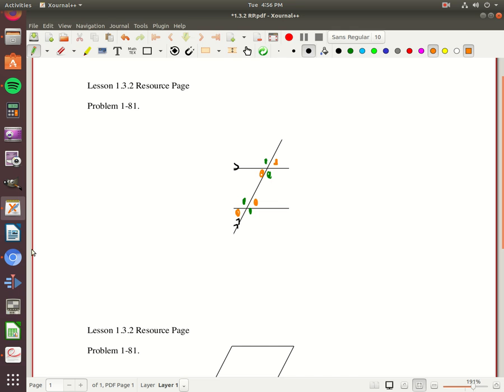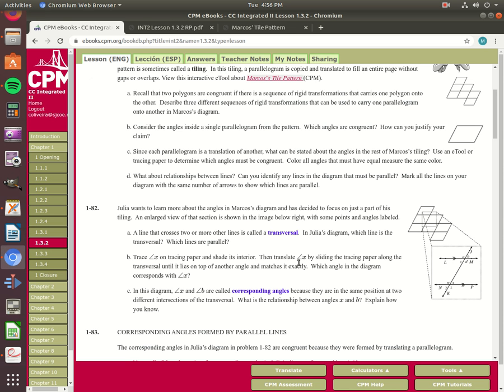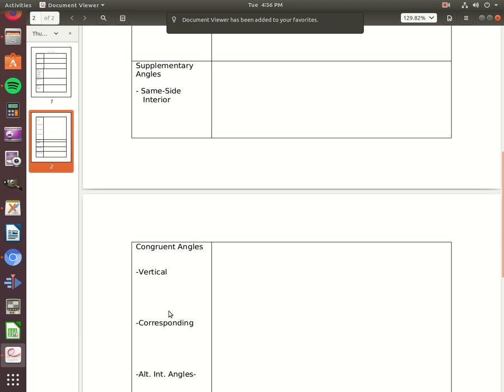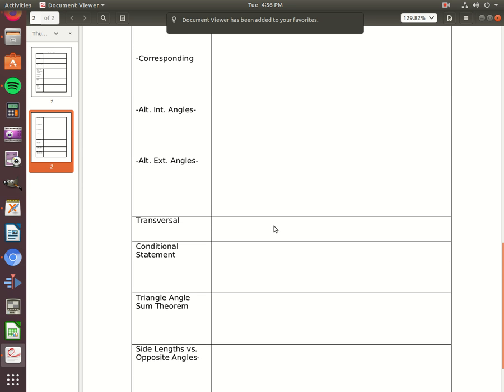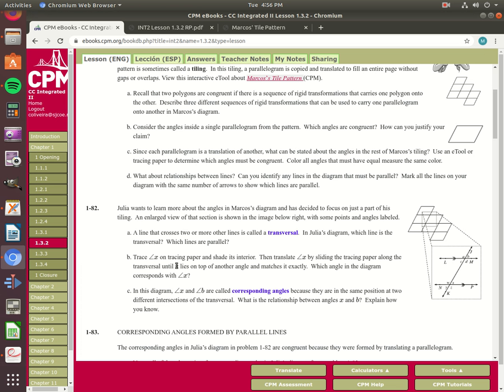so let's go ahead and continue along. A line that crosses two or more other lines is called a transversal, so probably a good idea to go back to the sheet and mark in what a transversal is, maybe even show a quick little drawing of it. And it says trace angle X on tracing paper and shade its interior. Translate X by sliding the tracing paper along the transversal until it lines up with the angle that matches it exactly. Which angle in the diagram translates to X?